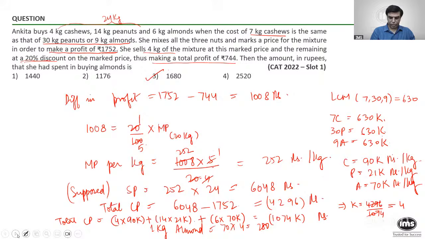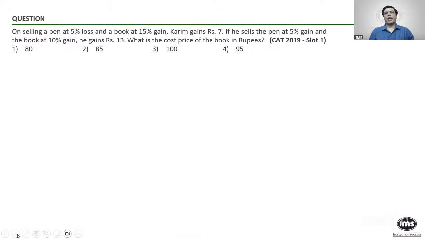So this is our next question. This is CAT 19, Slot 1. On selling a pen at 5% loss and a book at 15% gain, Kareem gains 7 rupees. If he sells the pen at 5% gain and the book at 10% gain, he gains 13 rupees. What is the cost price of the book in rupees?